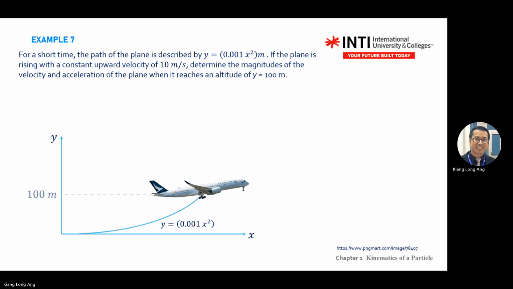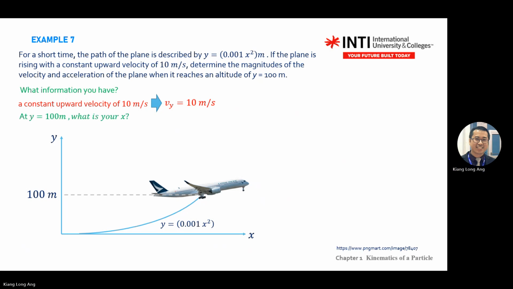In this case, you have a y and you have a constant velocity pointing up. You need to find the acceleration at 100 meters, and you have an upward velocity of 10. What information is given? Velocity has three directions: vx, vy, vz. In this case, upward is vy, not vx. So vy equal to 10 meters per second. When y equals 100 meters, what is your x?